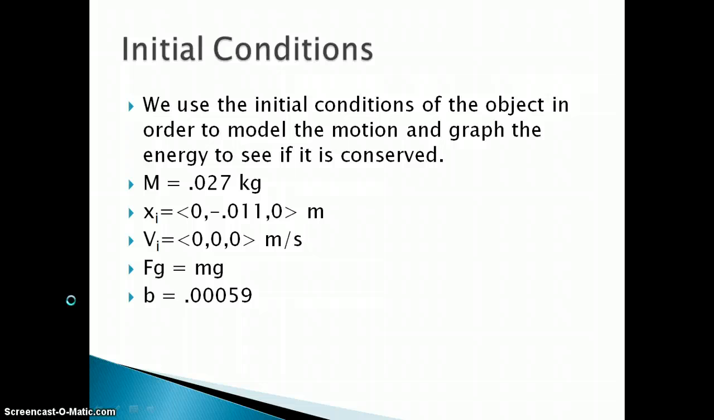We use the initial conditions of the object in order to model the motion and graph the energy to see if it's conserved. In our model, we see that the initial conditions are the mass equaling 0.027 kilograms, its initial position from the ground being, according to our axes, equal to 0, negative 0.011, and 0. And since it's currently being held, we see that its initial velocity is equal to 0. We also know that the force is always equal to mg, and we find that B was experimentally found to be 0.00059.